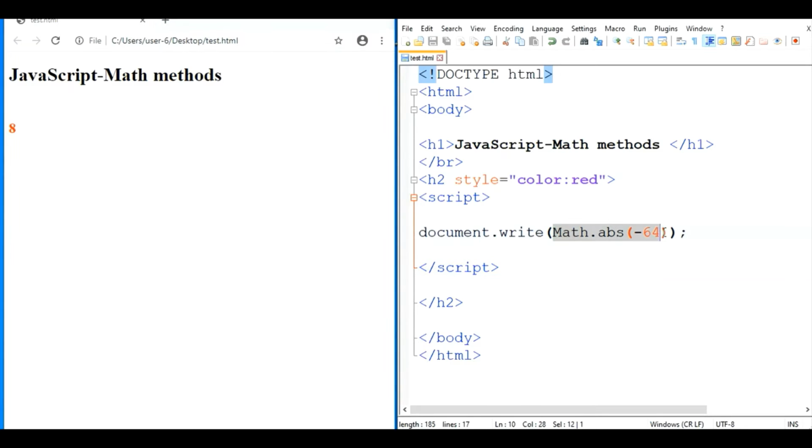Math.abs of minus 64. Now save this and run this. So here the absolute value of minus 64, or the positive value of minus 64, is 64. What happens if I give a positive number, 54? Then 54 will be printed, because 54 is already a positive number, so the positive value of 54 is 54.